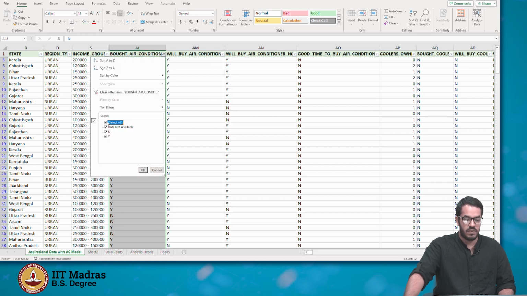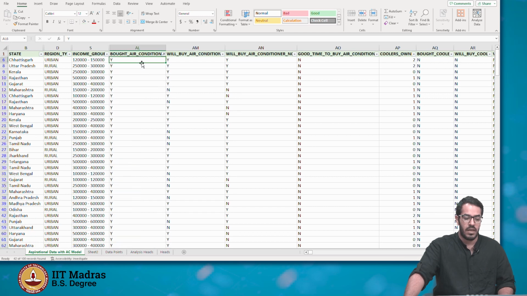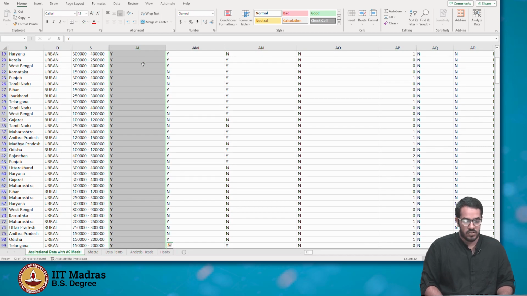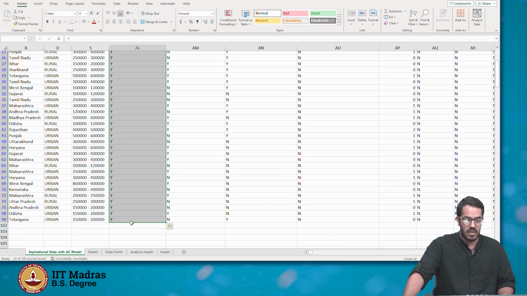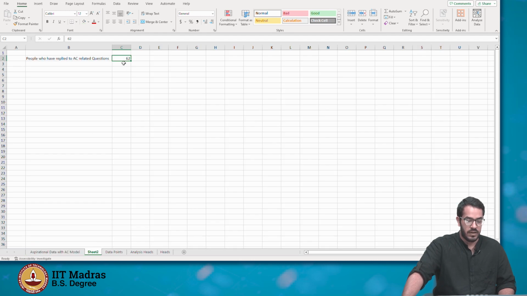To do this, we will unselect all of them and just select the Y. That is, they bought an AC. They have already bought an AC. If the answer to that is yes, we will put a filter on that, and we will say yes. Now, if we try to figure out how many people have actually bought an AC, we see all of these are Y's, and the count that we are getting here is 42. So 42 people have purchased an AC already.